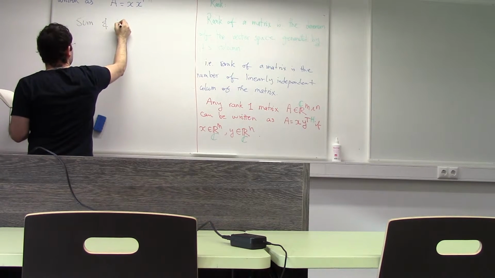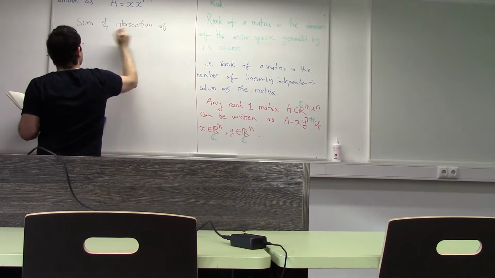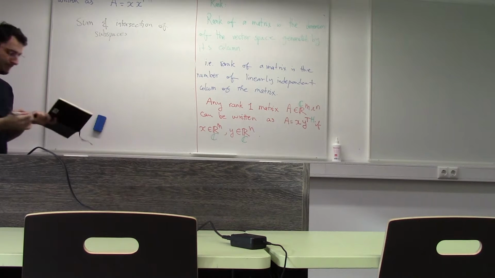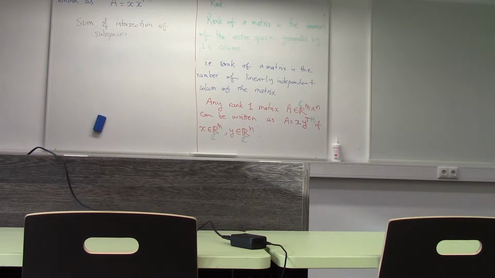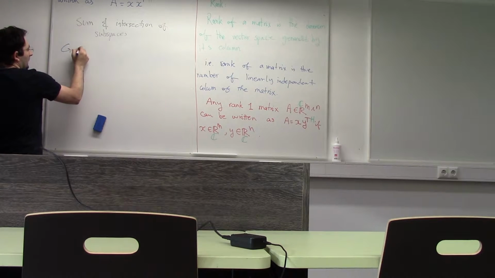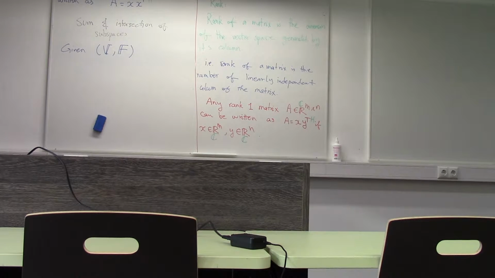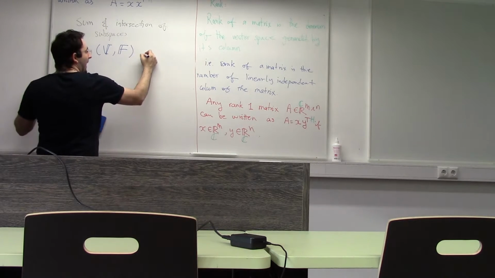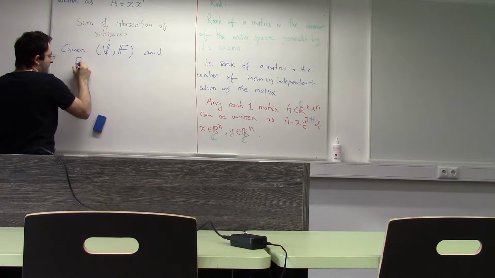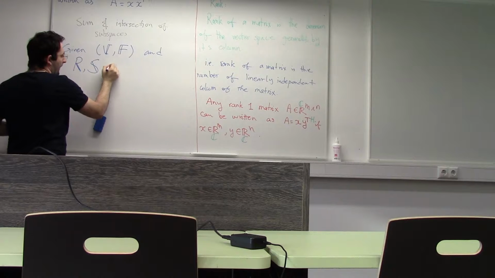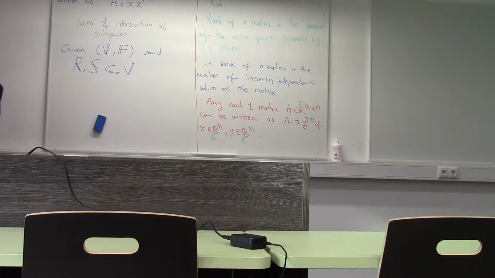Sum and intersection of subspaces. Given a vector space over a field, what does this notation mean?